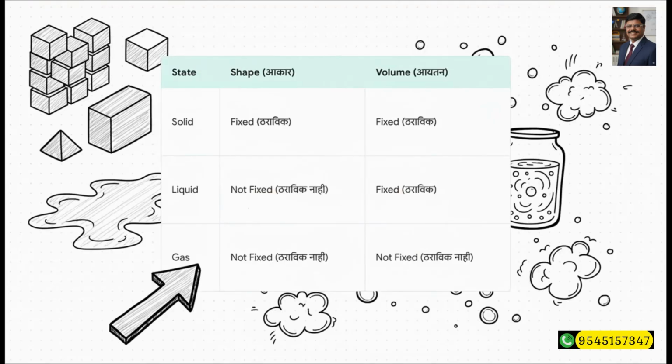What's so cool about this is how simple the pattern is. Look here. Solid, fixed shape, fixed volume. Super easy. Liquid, it gives up on having a fixed shape, but it hangs on to its fixed volume. And gas, it just lets go of both. No fixed shape and no fixed volume. You know, this table is incredibly useful, especially for your exams. It's the perfect summary, so take a good look.